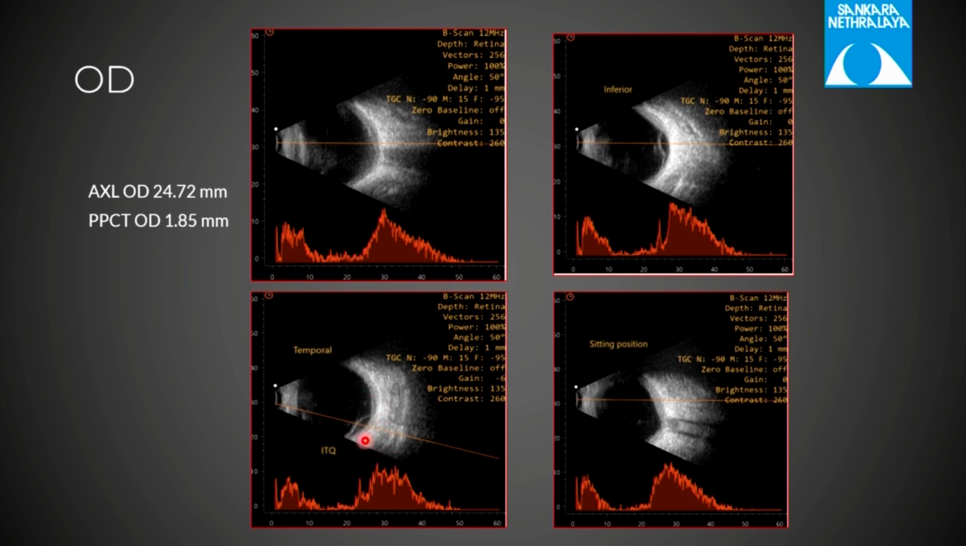Showing the infratemporal quadrant, there is a detachment of the retina with a corresponding high spike. This is a high reflective membrane, and in sitting position you can see there is shifting of the fluid, and it is not appearing where it was seen, it has been shifted. So this is a sign of an exudative retinal detachment, where you can see the shifting fluid in ultrasound. So what is the most important thing that we see in ultrasound?